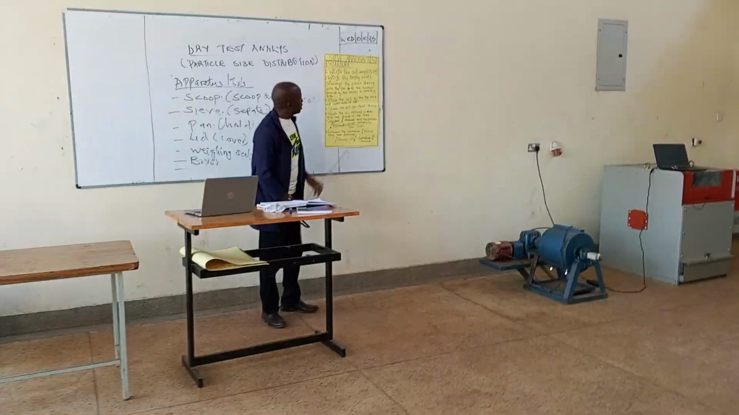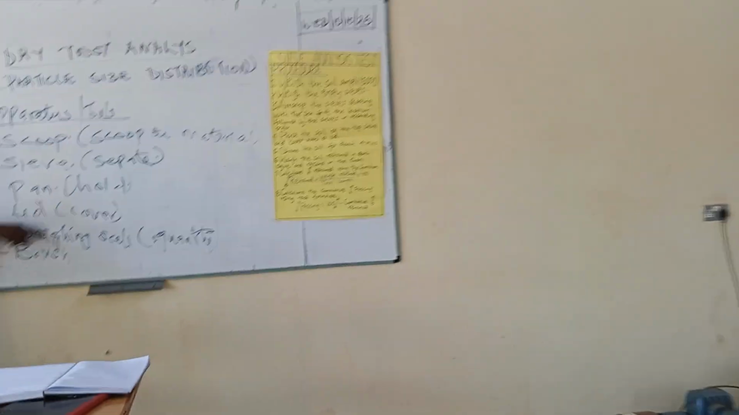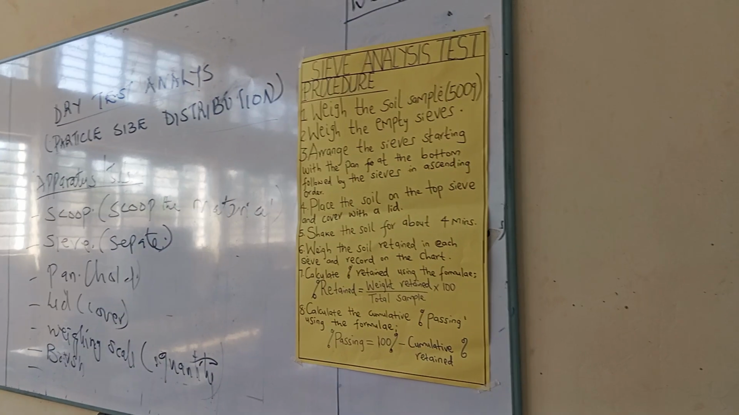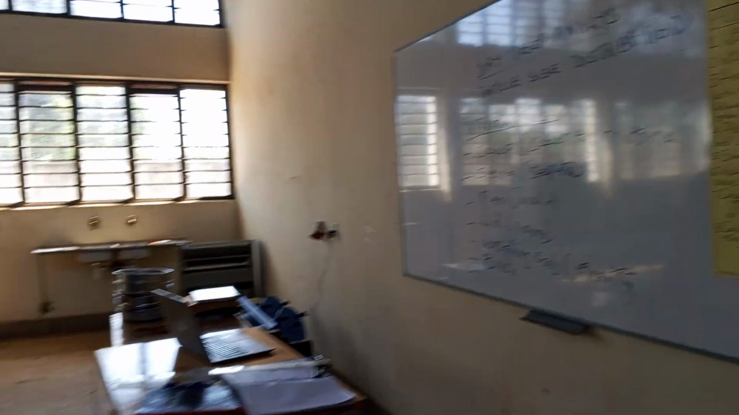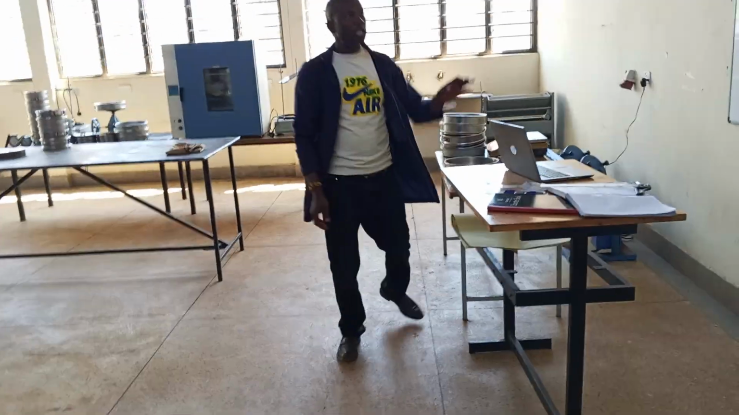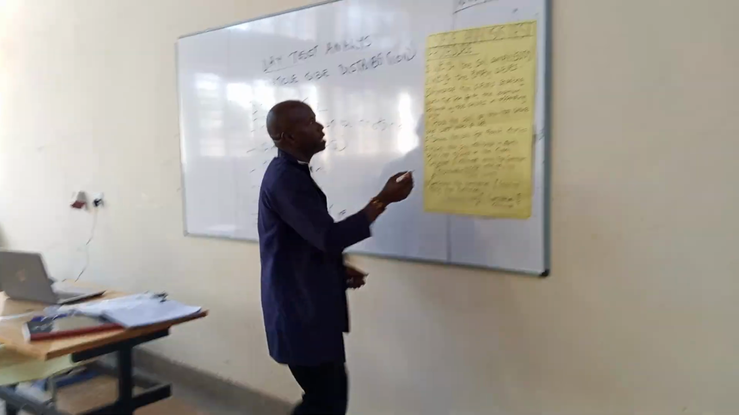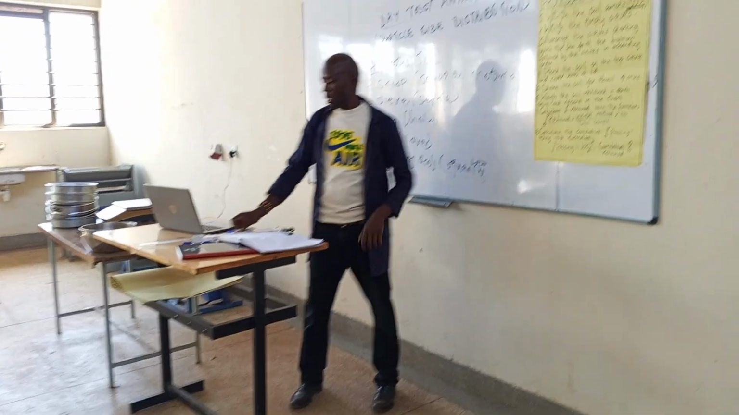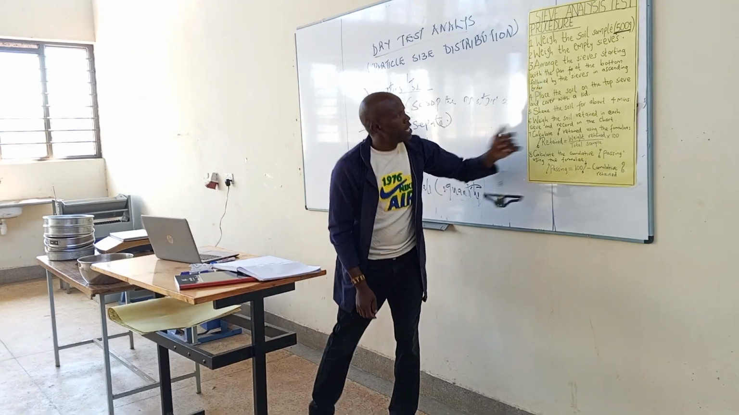Weighing the soil sample. Yes, weigh the soil sample. I believe you remember the apparatus here. You are going to use the weighing scale to determine the weight of the soil sample. So I have the soil sample here. This is the soil sample. As per procedure number 1, we weigh the soil sample. In our practical today, we are going to weigh 500 grams. That is number 1. Number 2, after weighing the soil, we are going to weigh the sieves.